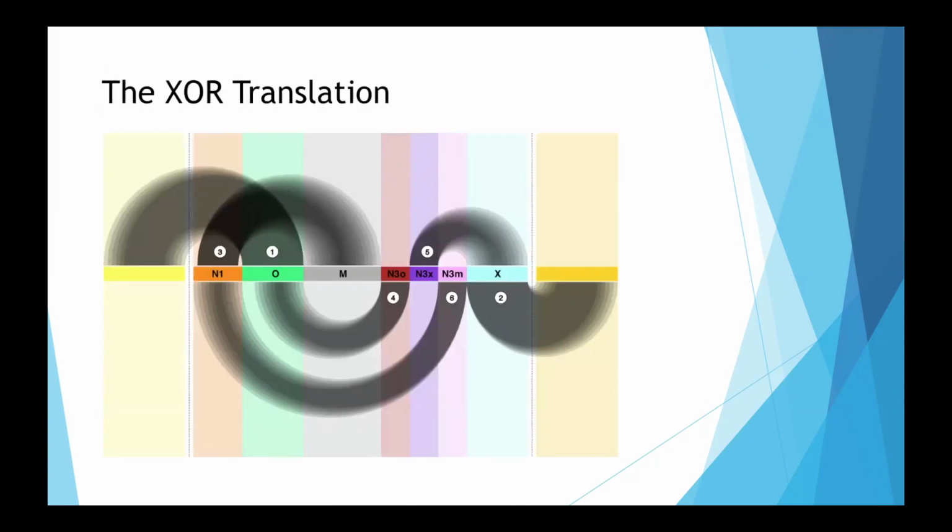And as it turns out, there's actually an analytical solution to this problem, where your first oligonucleotide binds to this O domain here. Your second oligonucleotide binds to this X domain here.